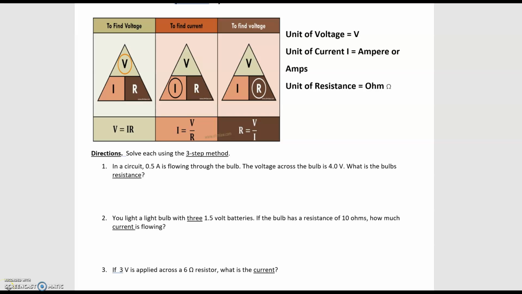Hi guys, I'm going to show you how to do some of these calculations. So let's take a look at these formulas that I have put down here. Make sure you have them on your paper also that you're working with.